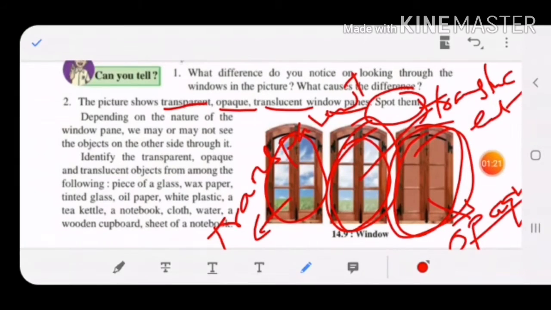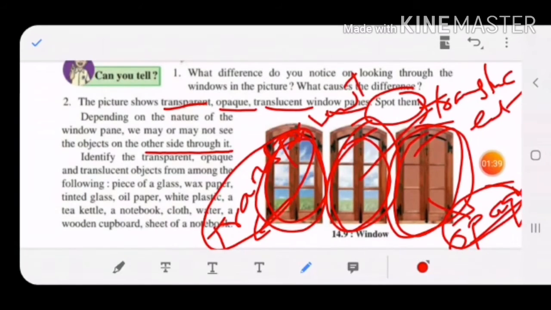So depending on the nature of the window pane, we may or may not see the objects on the other side through it. If we see completely, that means the light passes through it. That is why this is transparent. The second one, the light passes, but it is not so clear, so it is translucent. And the third one, the light does not pass at all and we could not see the other side from that window, so it is opaque. So these are the 3 materials: transparent, opaque and translucent.